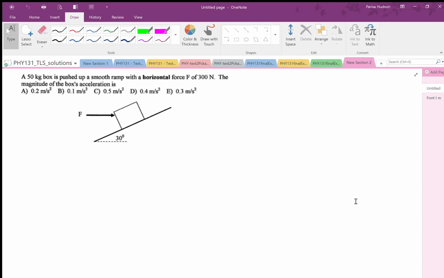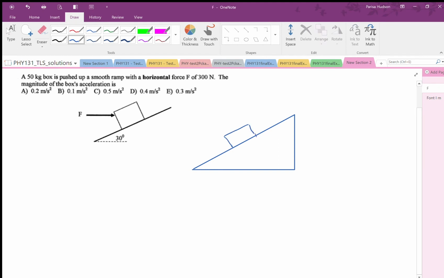The first step is to draw a free body diagram of the object. Basically, you're going to draw all the forces acting on your object. Let me draw the ramp here again, and I'm going to put the object right on the ramp. There you go. The forces acting on the object are the force of gravity, the force from the earth acting on the object, which is straight down, m times g.